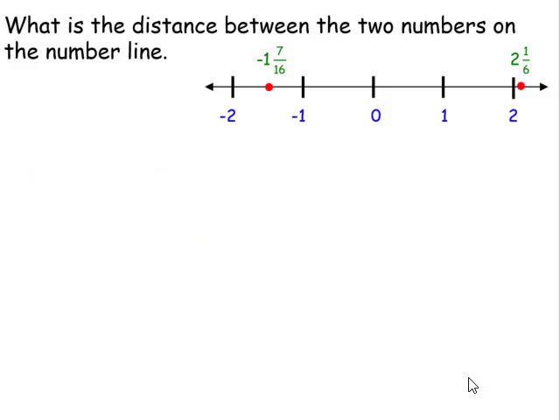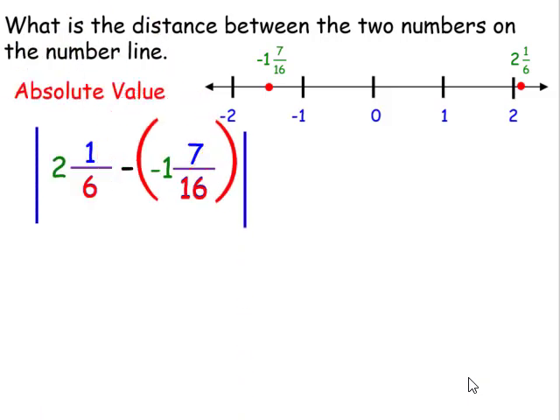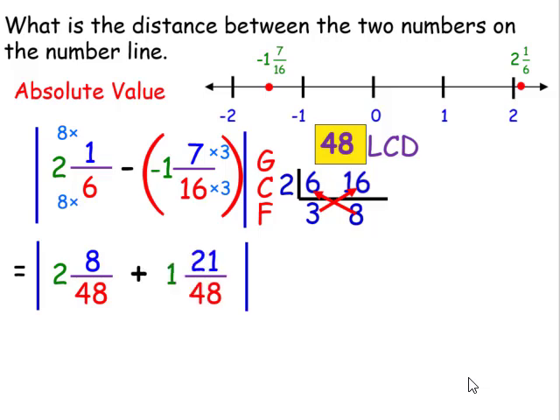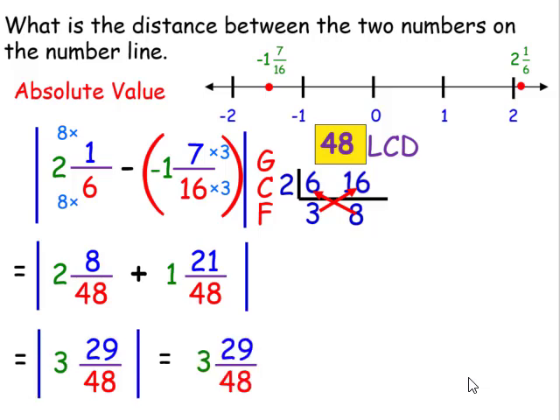Another way of finding the distance between these 2 points is by finding the absolute value of 2 and 1/6 minus negative 1 and 7/16. We'll turn these into like fractions again. Minus a negative is a plus. 8 plus 21 is 29, and 1 plus 2 is 3. The absolute value of 3 and 29/48 is 3 and 29/48.